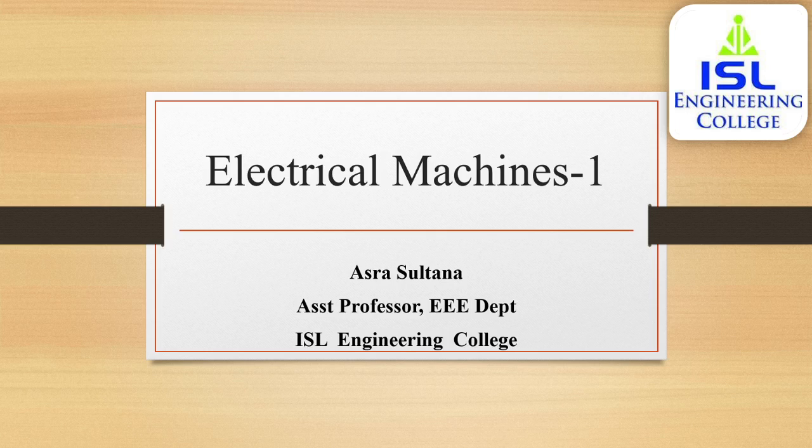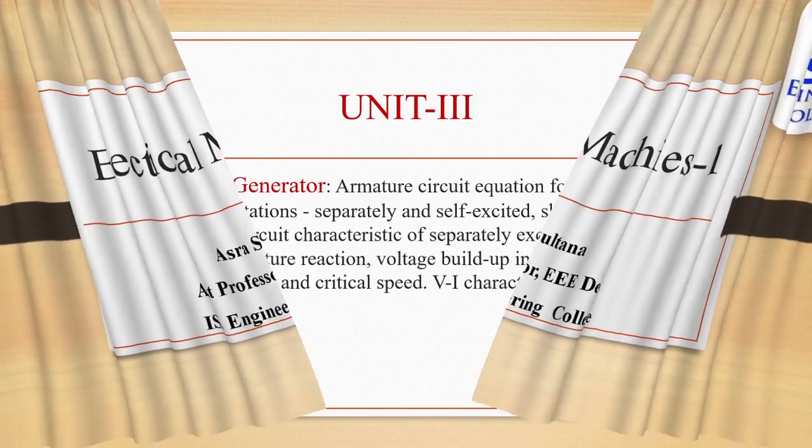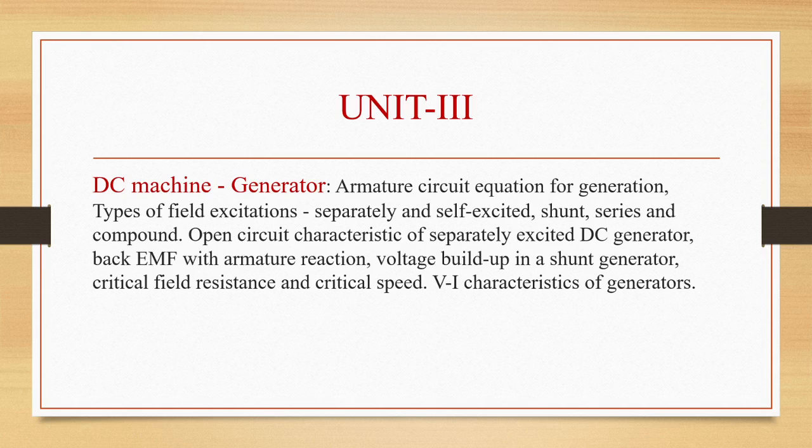So today I am going to start the third unit for the Electrical Machines 1 subject. The third unit consists of DC generator. In the first unit we have seen all the basics, laws and about magnetism.